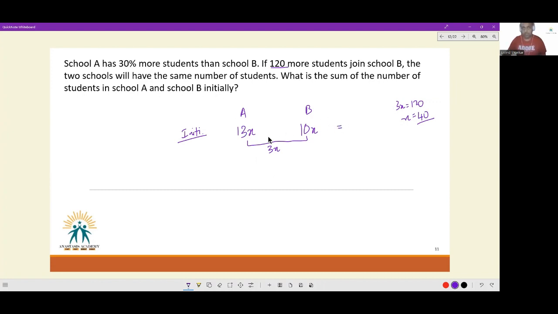What is the sum of the number of students in School A and B initially? In terms of x, the number of students in School A and B is 23x. We know x is equal to 40. So the total number of students will be 23 into 40, or 920 in the schools initially. Okay.